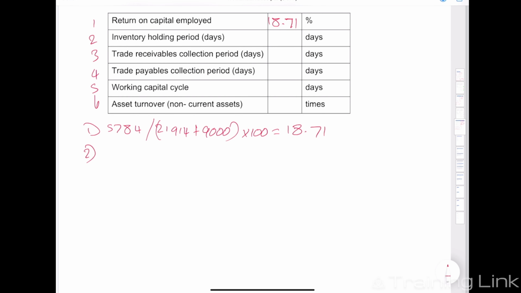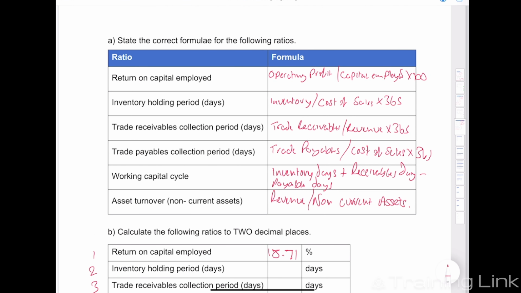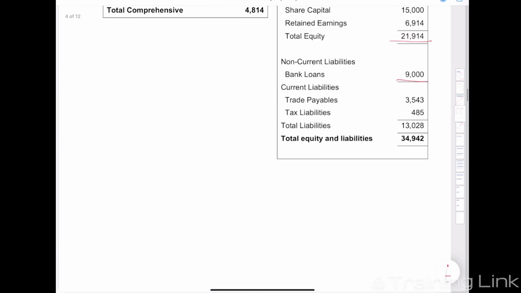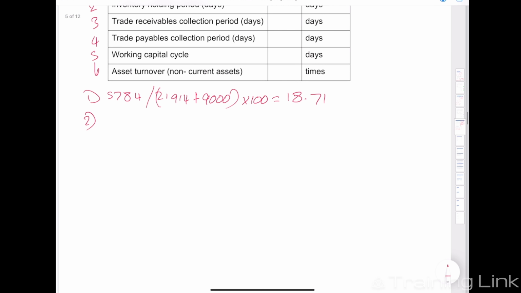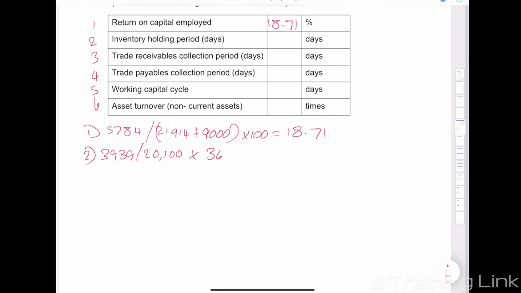Inventory holding period in days then. So again, scrolling back up, you see that it's inventory over cost of sales times 365. So we want to be taking inventory and we want to be taking cost of sales. It will therefore be 3939 over 20,100 times 365 to give you inventory holding days of 71.53.